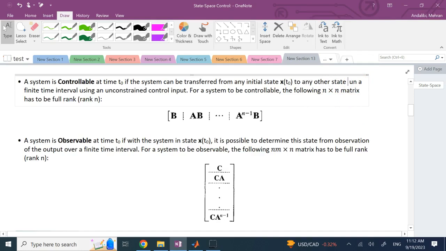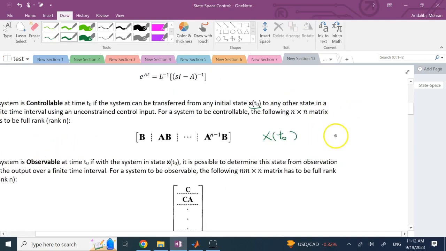The system is controllable if it can be transferred from the initial state, x at t0, to any other state, an arbitrary x, in a finite time interval using unconstrained control inputs. Well, what does that mean? It means I want the system to start at some initial state and go to any other state. So you start at x of t0, and after some time t, you end up at some x desired, and this t, or t minus t0, is a limited time, so it doesn't take forever.